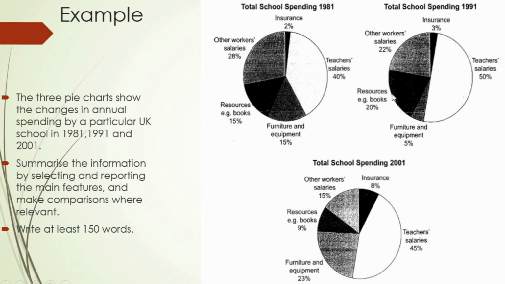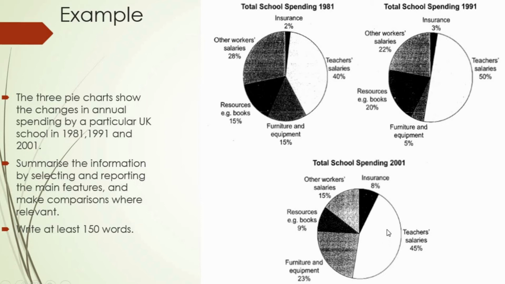The expenditure on resources and books increased to 20%. Now this expenditure increased, but furniture and equipment expenditure reduced drastically, to just 5%. So after 10 years, the changes were an increase in salary, an increase in the expenditure on books, but a decrease in the expenditure on furniture. Now again after 10 years, what happened?